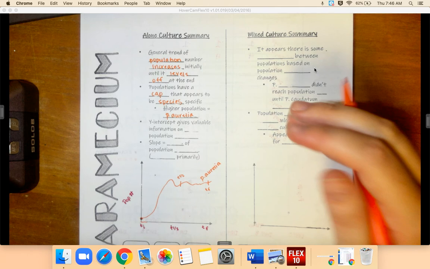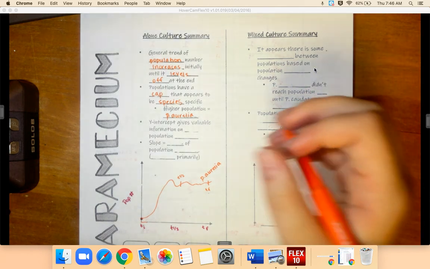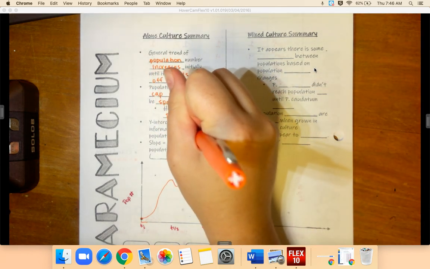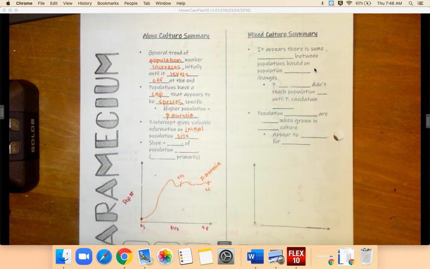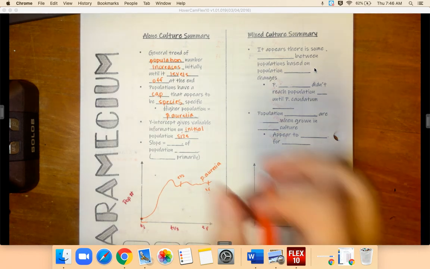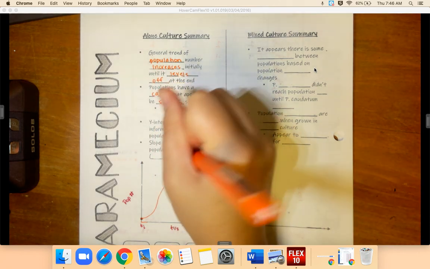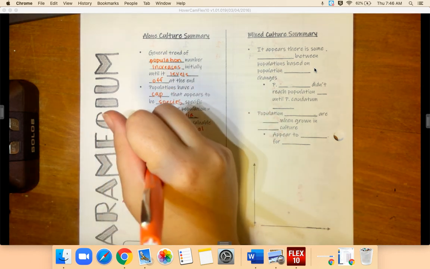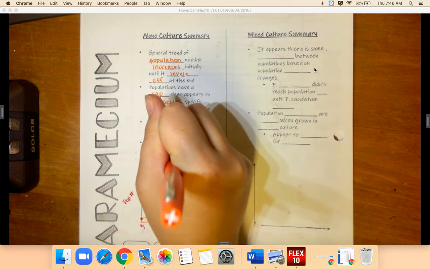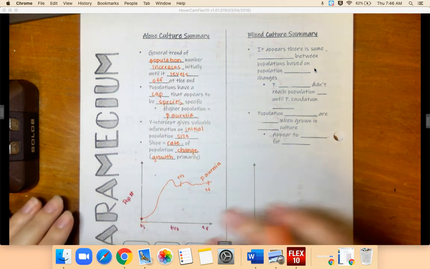Now, the y-intercept gives us valuable information on the initial population size. So before we even started the time, we knew that there was one of each of our 2 different Paramecium cultures present before time even started. The slope, if we were to try to take the slope of this, would show us the rate of population change. And this is mostly focused on growth. So we would focus most on growth primarily.